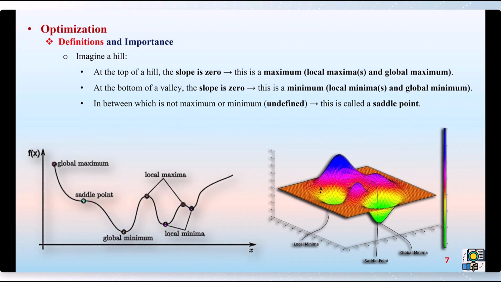Imagine a hill. At the top of the hill, the slope is 0. This is a maximum: local maxima and global maximum. At the bottom of the valley, the slope is 0. This is a minimum: local minima and global minimum. In between, which is neither maximum nor minimum, is called undefined. This is also called a saddle point. As you can see in the 2D and 3D figures, the positions of local maxima, local minima, global minimum, global maximum, and saddle point are clear.